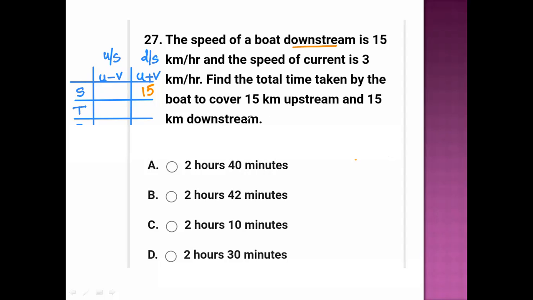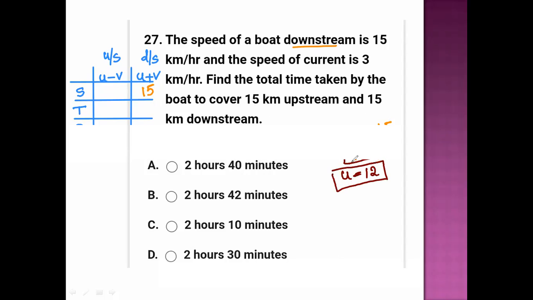And also, in the first statement they have given U plus V is equal to 15 on the downstream side. So from here, if this is V, then what will be U? U will be simply 12. Now I know what V is and what U is.